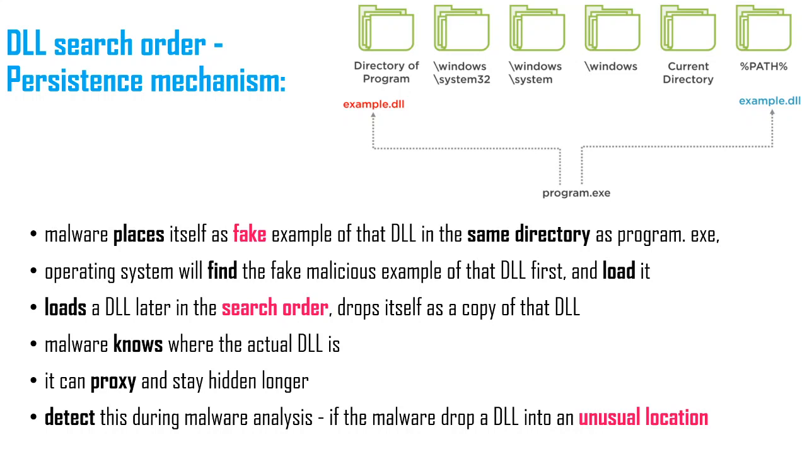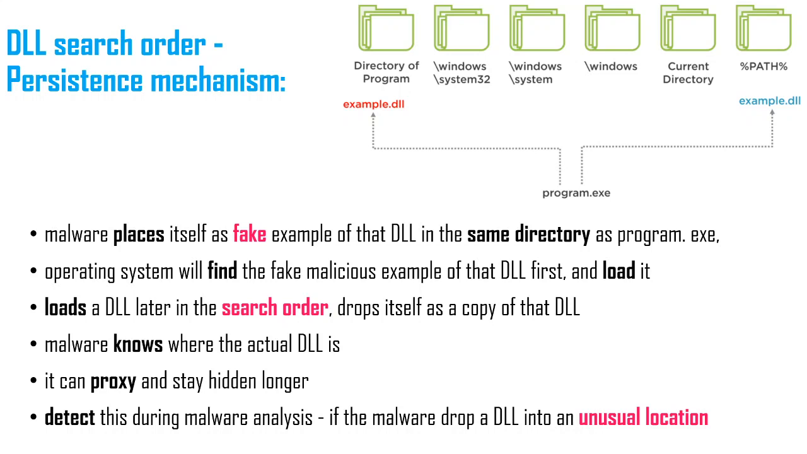Again, if it is not present in that System32 folder, it will check the Windows System folder. If it is not present there, it will check the Windows folder. Again, if it is not present, it will check the current directory folder. Then it will check the full path of that particular system. If it is not present in any of these, it will generate an error.